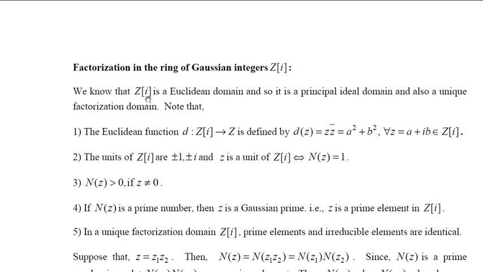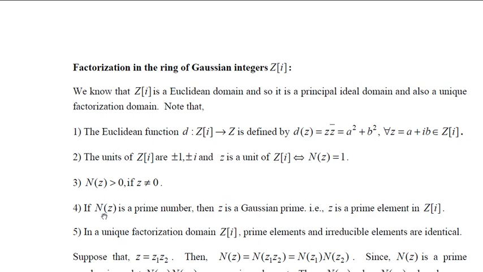That means every element of Z of i can be expressed as a product of finitely many irreducibles, and it is unique up to associates. Further, we have defined a Euclidean function d from Z of i to Z by d of z equal to a square plus b square whenever z is of the form a plus ib, which is the same as n of z. The units of Z of i are plus or minus 1 and plus or minus i, and z is a unit provided n of z is equal to 1. And n of z is always positive whenever z is non-zero.